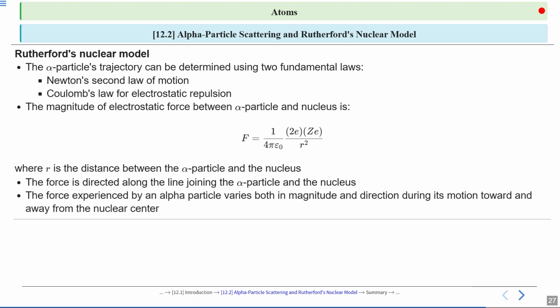Finally, remember that as the alpha particle moves towards and then away from the nucleus, both the size and direction of the force change continuously. This explains why some alpha particles are only slightly deflected while others are scattered at large angles.